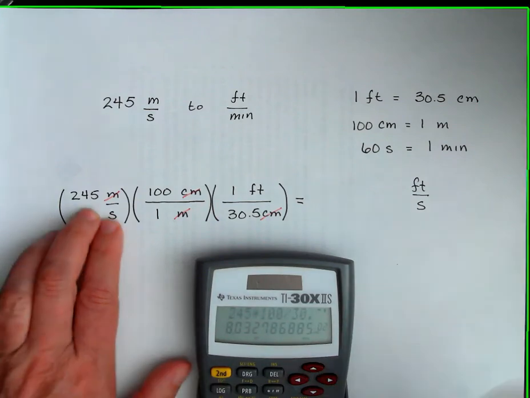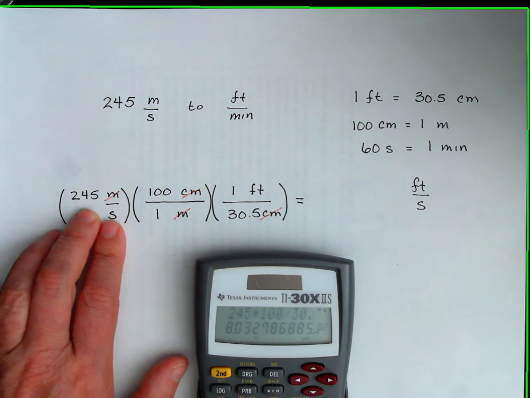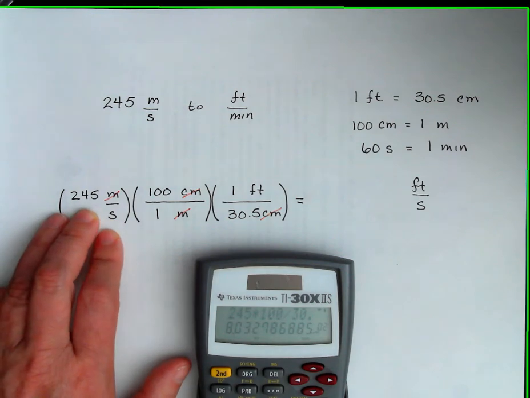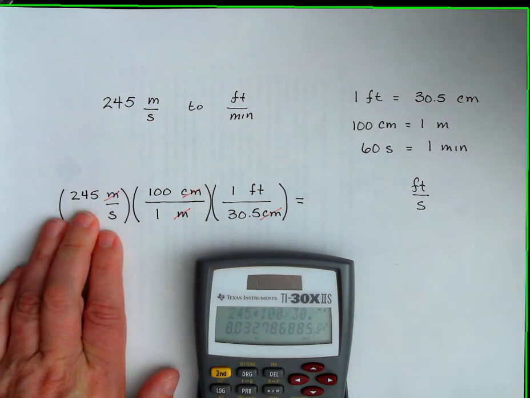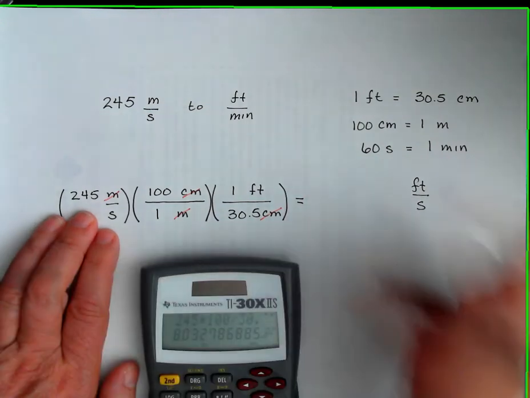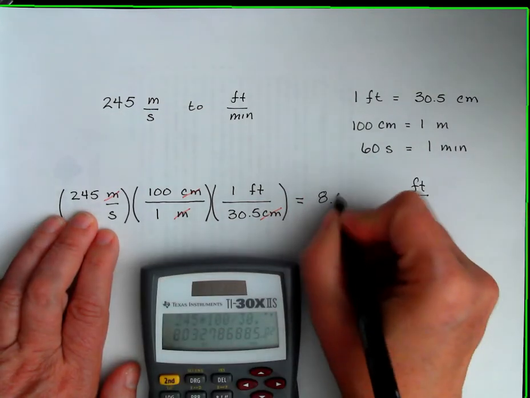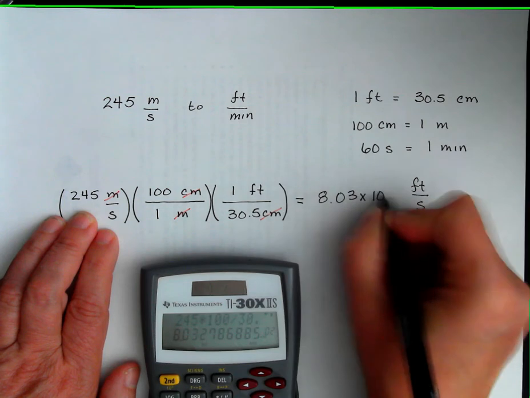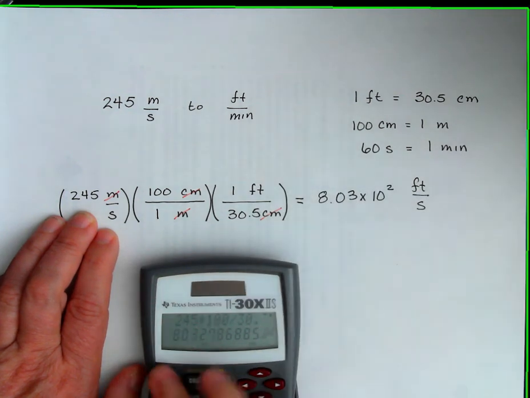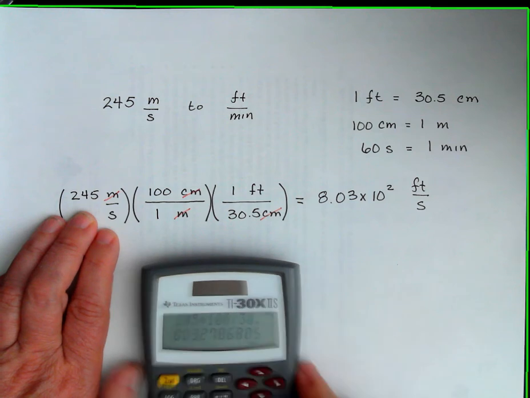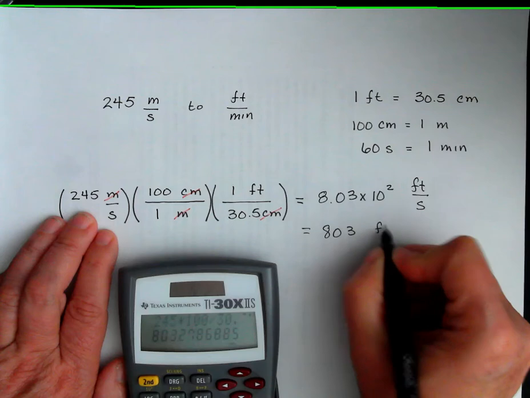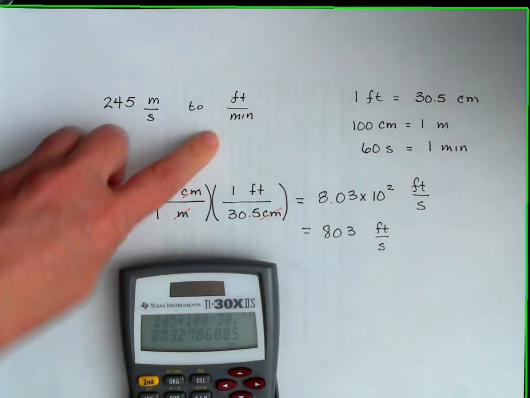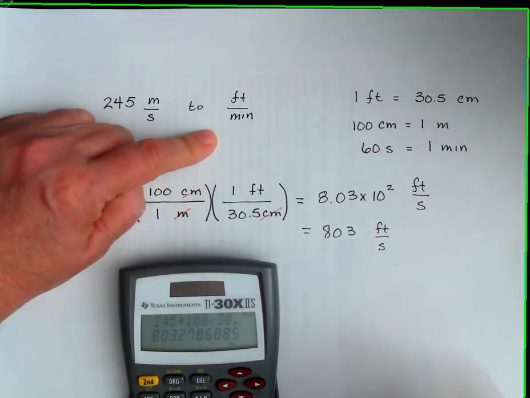Now, again, we don't want our conversion factors to be the ones that are controlling our significant figures. This has 3 significant figures, and we want to be in 3 significant figures for our answer. So I'm going to write 8.03 times 10 to the second feet per second. If I want to see it in our normal, this is going to be 803 feet per second.